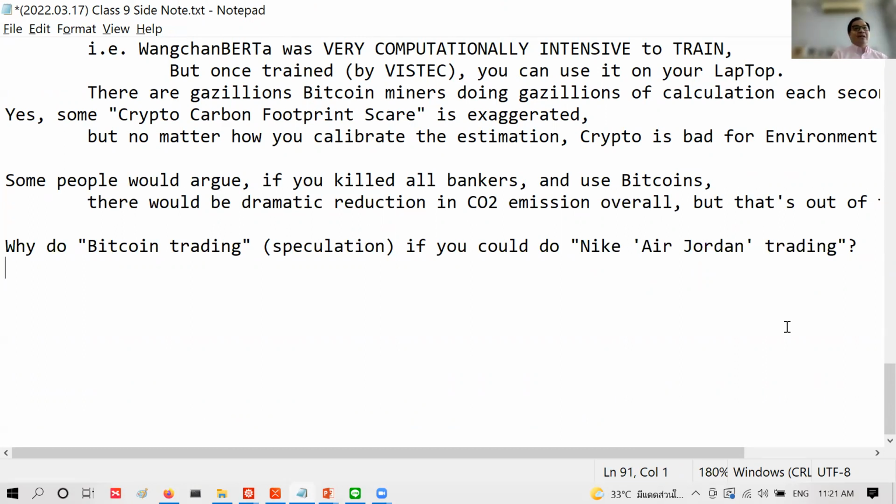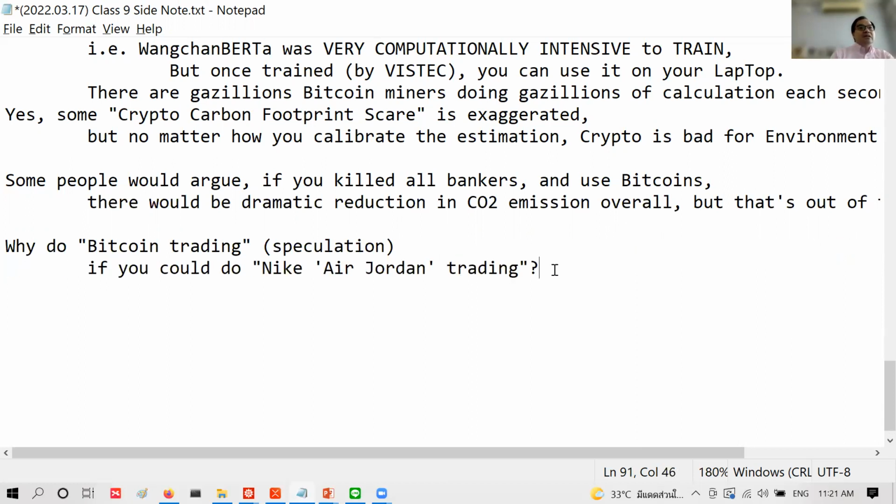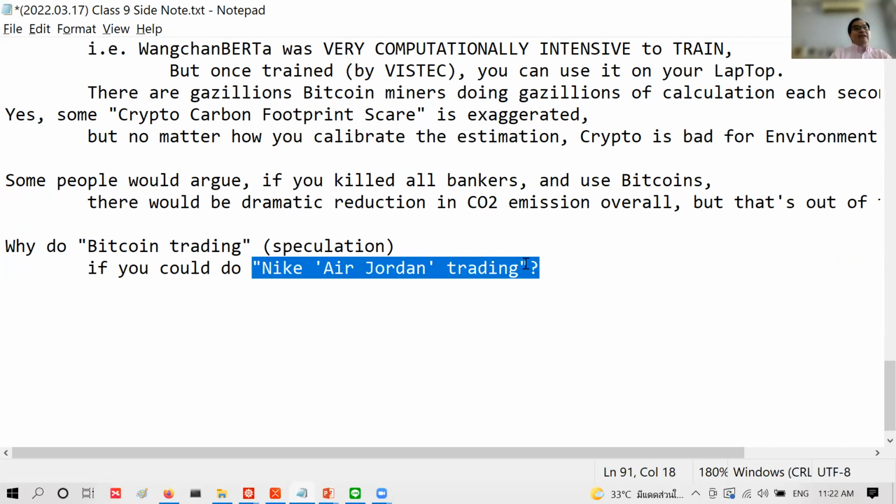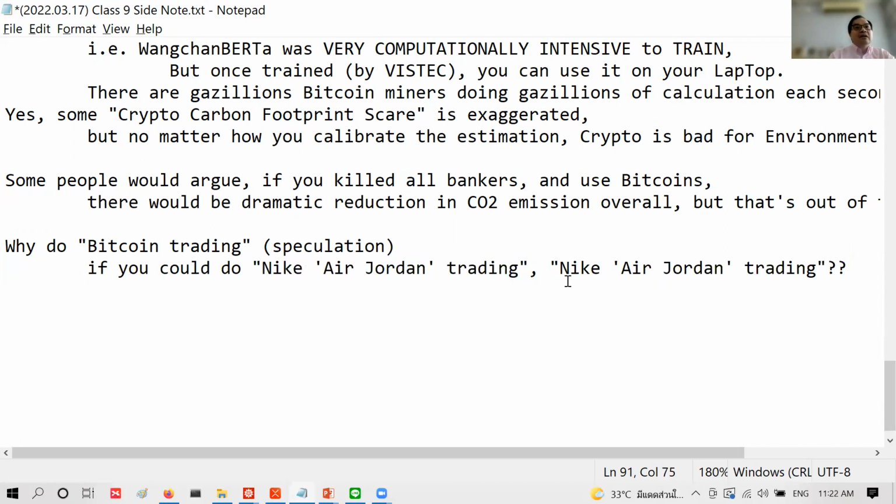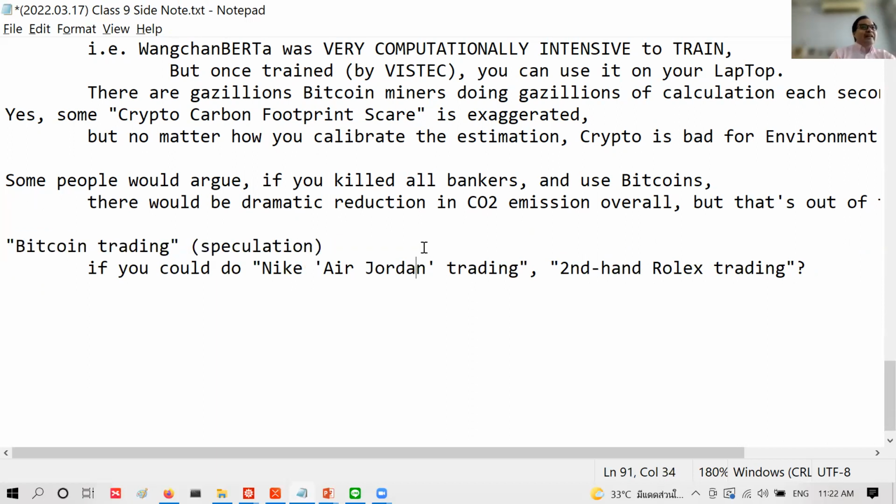You could do this. You can speculate on secondhand Rolex. I don't know why you would do that, it's kind of stupid, but you certainly can do that, right? And people do make money from it. So Bitcoin is fundamentally no different from this.